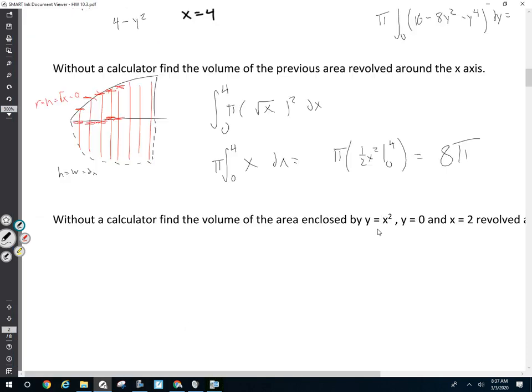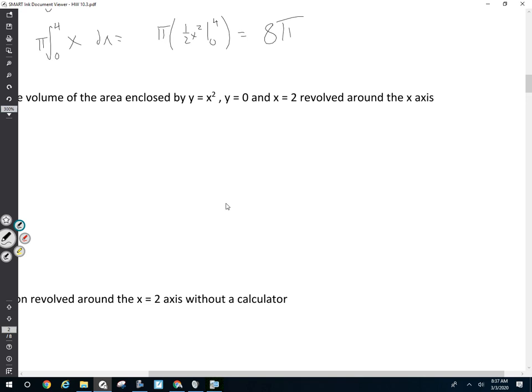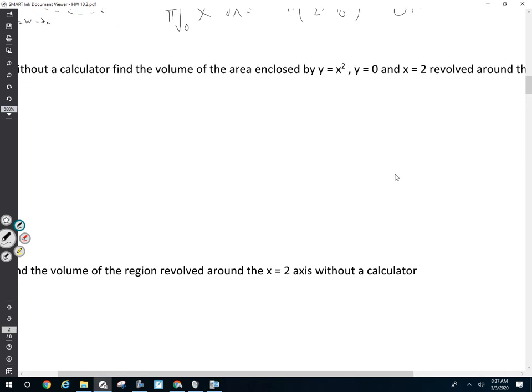Okay? Now with a calculator, find the volume enclosed by y equals x squared, y equals 0, x equals 2, revolved around the x-axis. Okay, so let's see this. Here are my cylinders. Here are my radii. The top minus the bottom, but the bottom is 0. So this is pretty simple.